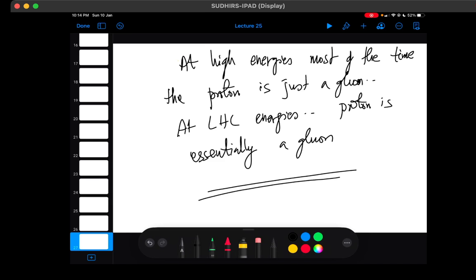So this essentially establishes that you can say quarks and partons are different, because now you have the parton distribution function of a gluon and the strange quark and so on. So now you can distinguish between partons and quarks.